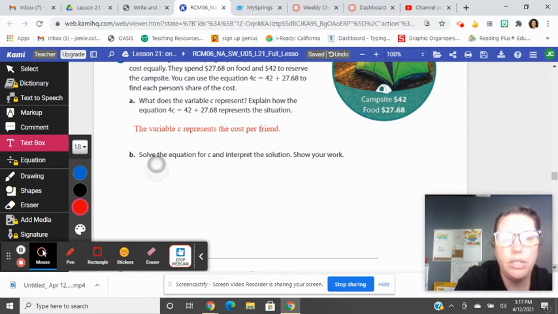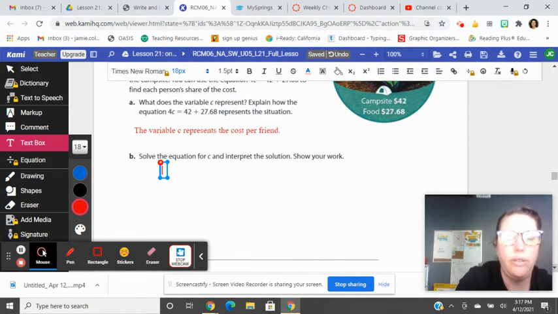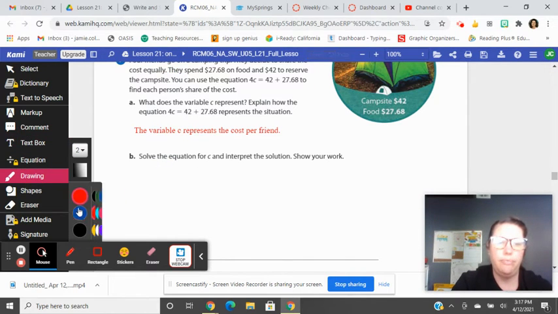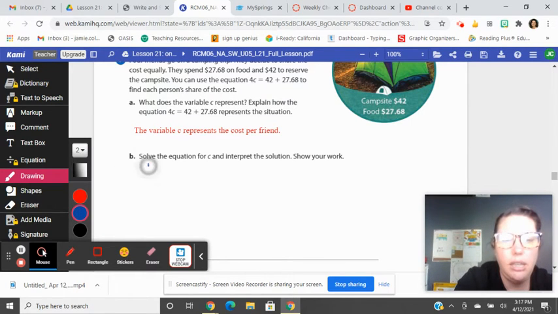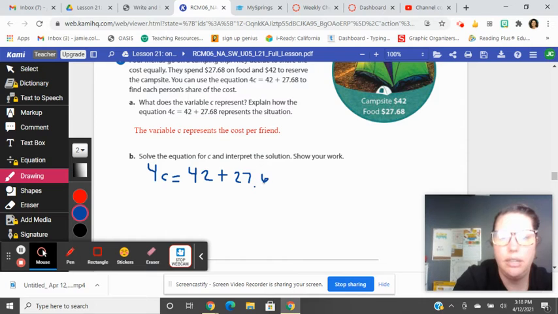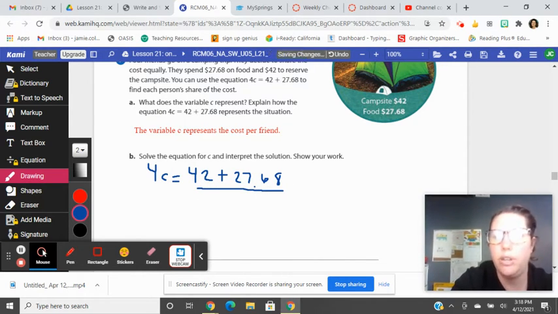So we have 4C. Oh, I forgot I'm still on text. There we go. Let's do a different color this time. Okay, 4C is equal to 42 plus 27.68. Okay, before I can isolate the C, and since I don't have any variables on this side, let's go ahead and add those together. So I'm going to do that over here on the side.